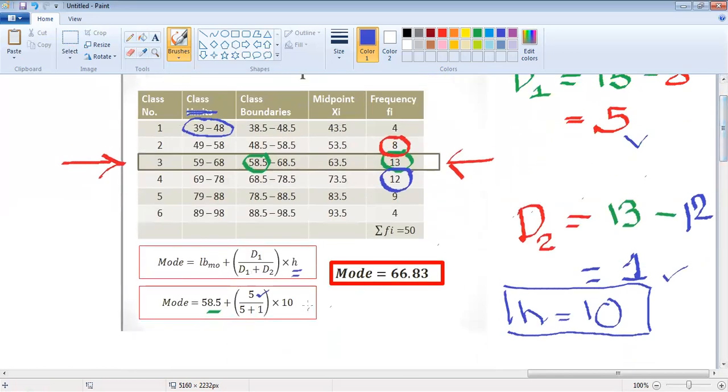We already have all of the values, so we just proceed with the computation. We end up having 66.83. So that's it for the mode of our ungrouped and grouped data.